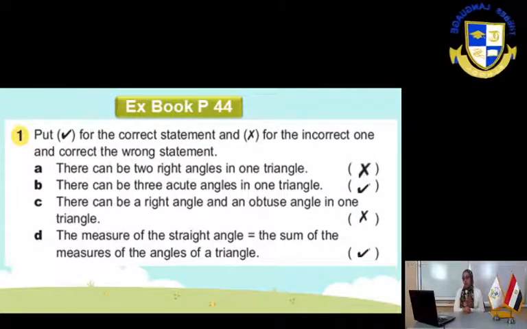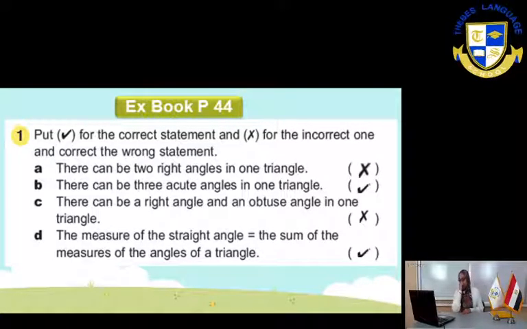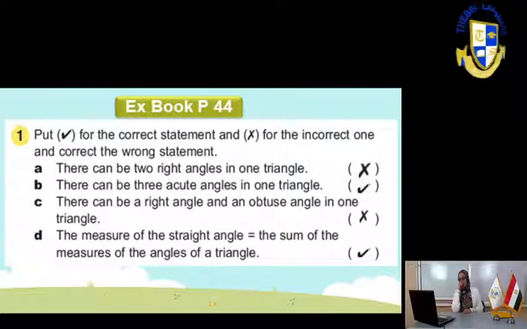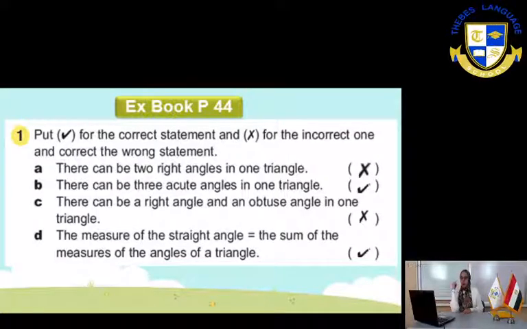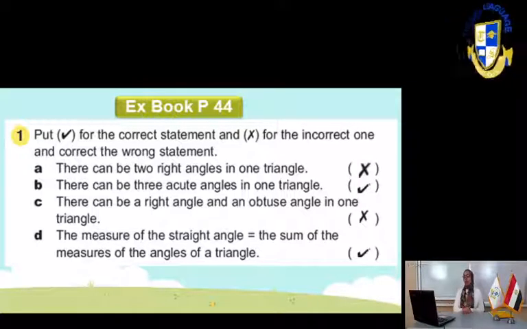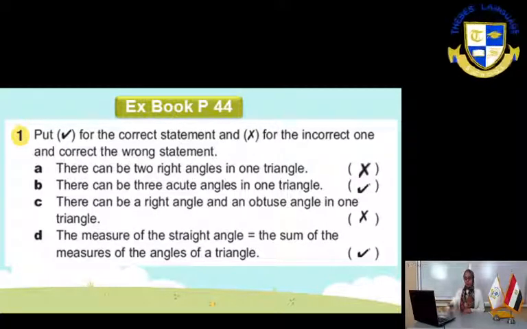Number D, the measure of the straight angle equals the sum of the measures of the angles of a triangle. Remember the types of angles. The straight angle equals how many degrees? Excellent, 180. And the sum of the three angles of any triangle equals how many? Excellent, 180. So they are equal? Yes, this statement is correct. Now we have finished this lesson.